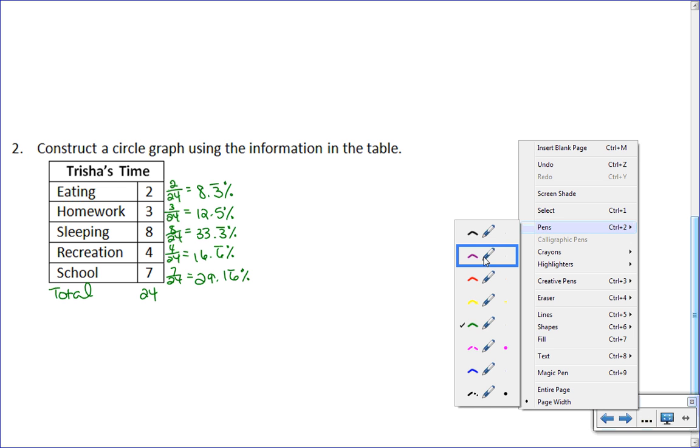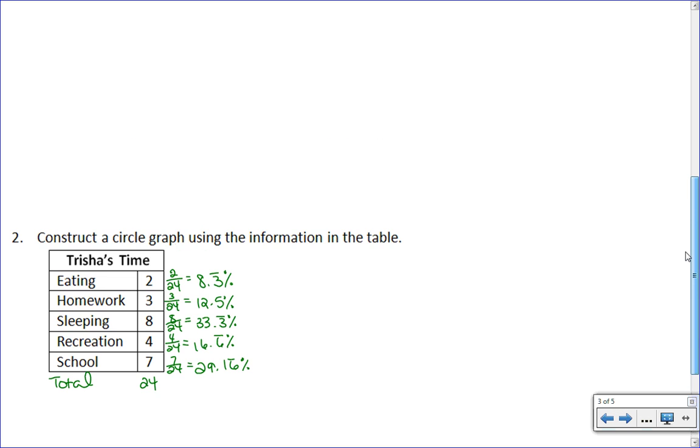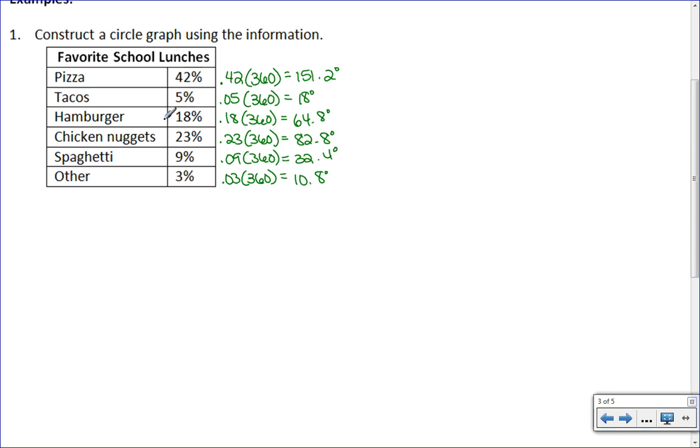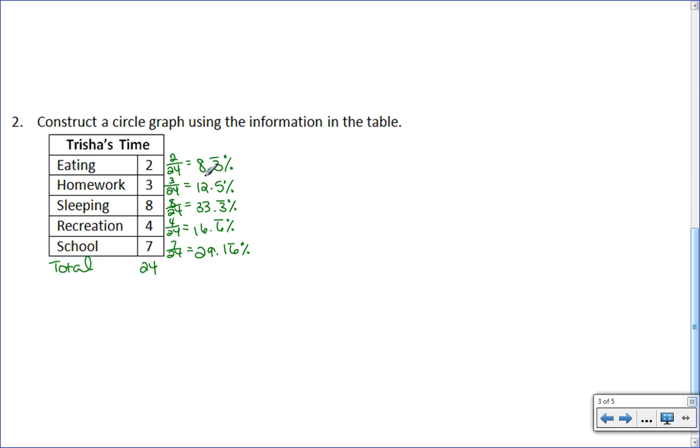Okay, now we have the same information that we had in the table in example 1. We have the percent that corresponds to each of the sections. That's exactly what we found here, the percents that correspond to each of these sections. So now we'll take our percents and multiply by 360 to get the measure of the central angles in the circle graph.